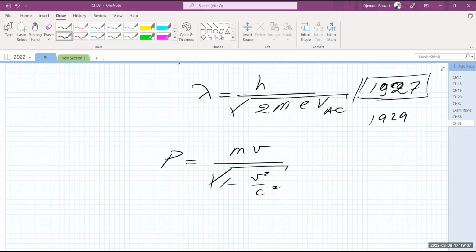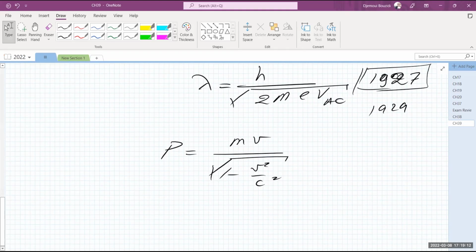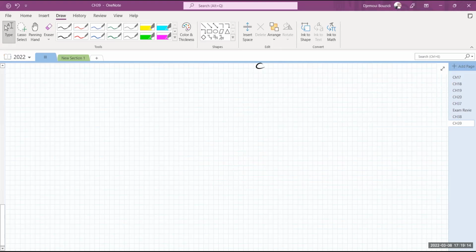Okay, it's 9:20. I know we still have about 5 minutes, but the next idea from this chapter, let me tell you what we need to finish, is Niels Bohr's model for the atom.